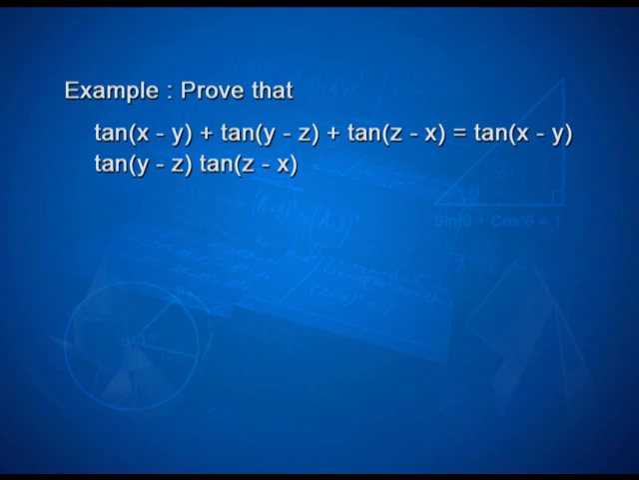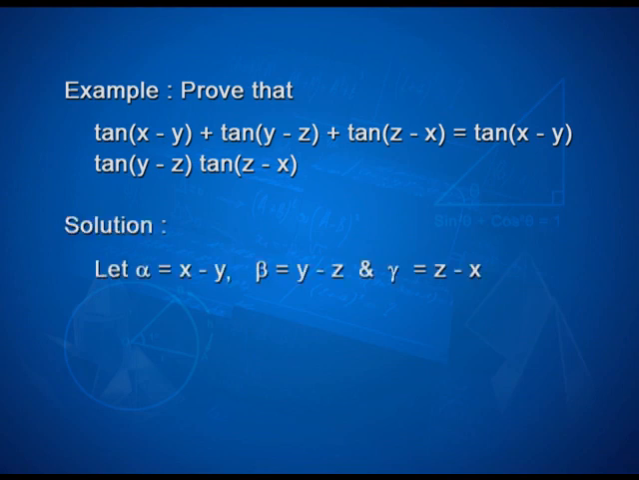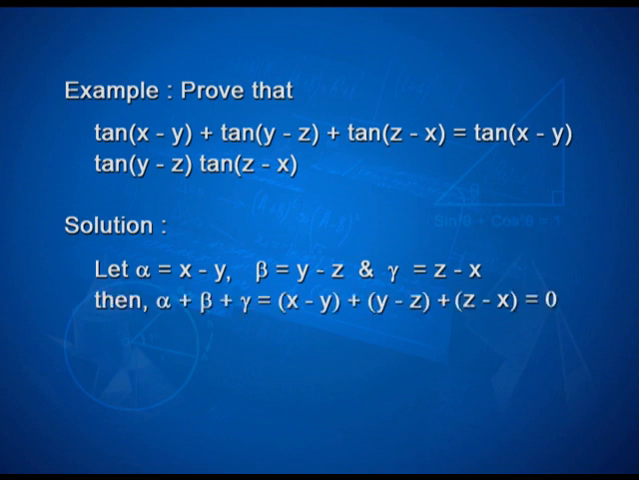We will consider one more example here. Prove that tan of x minus y plus tan of y minus z plus tan of z minus x is equal to tan of x minus y into tan of y minus z into tan of z minus x. For the solution, let alpha be x minus y, beta be y minus z and gamma be z minus x. Then alpha plus beta plus gamma can be written as x minus y plus y minus z plus z minus x, that is obviously 0.